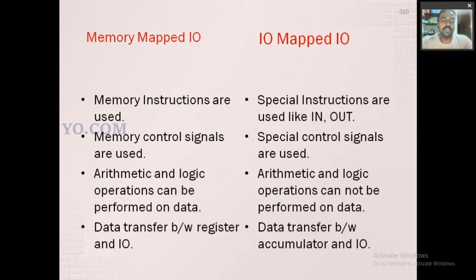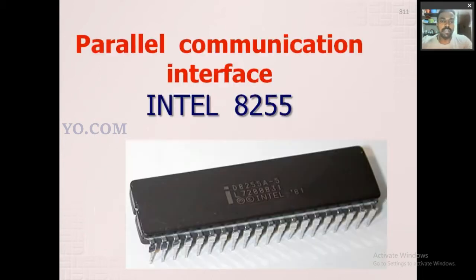So here in memory mapped I/O, the arithmetic and logical operations can be done over data because the data are present in memory, but in I/O mapped I/O that operation cannot be done over I/O. So direct transfer between register and I/O, data transfer between accumulator and I/O. So these are the important differences between memory mapped I/O and I/O mapped I/O. Okay, so next we are going to see the parallel communication interface.